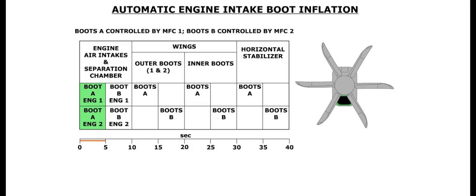At the start of the cycle, boots A in both engine intakes will inflate. The boots are controlled by the associated multifunction computer. At the end of 5 seconds, these boots deflate. Next, boots B in both engines inflate, and remain inflated for 5 seconds. Once again, the boots are controlled by the multifunction computers. After this 5-second period, boots B in both engines deflate.